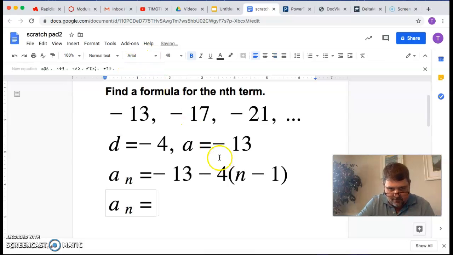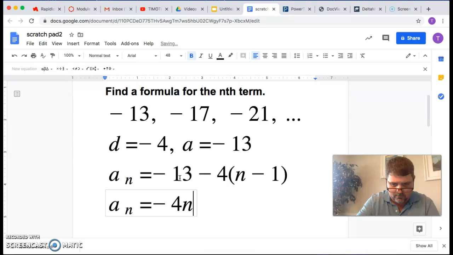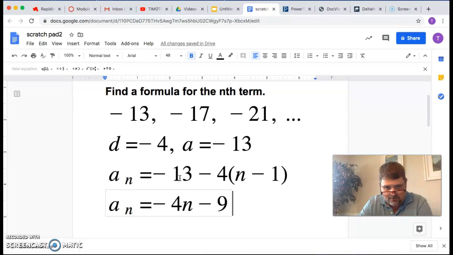Okay, so to simplify this, we distribute the negative 4. We get negative 4n plus 4. Add that to your negative 13. You'd get negative 9. So we get negative 4n minus 9. And that is my nth term. That is an nth term formula.